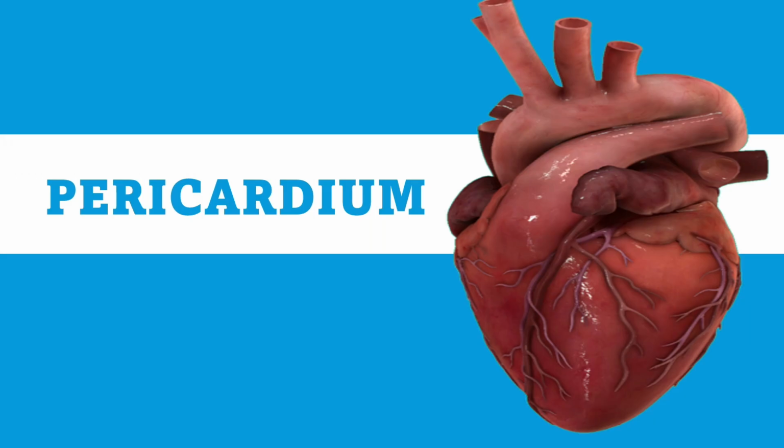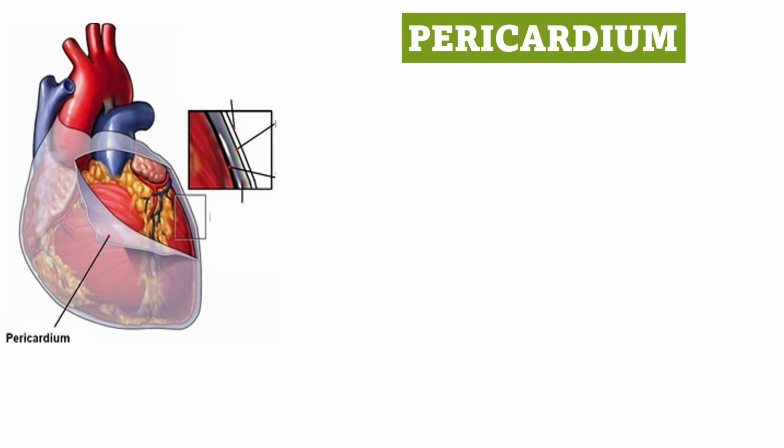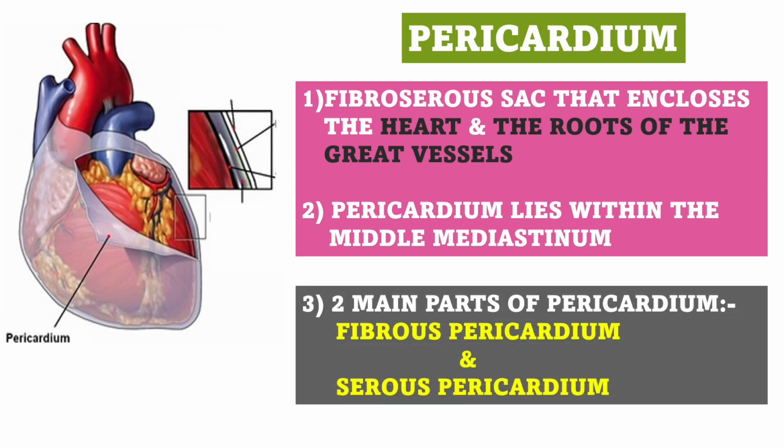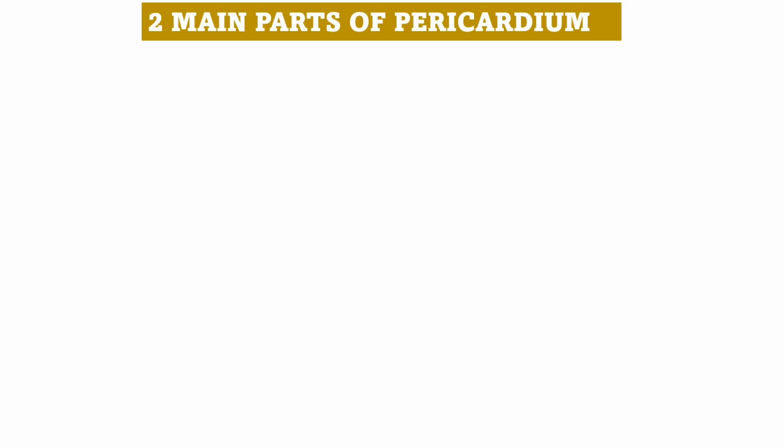Pericardium. Now we will see in a little detail what the pericardium is, how it helps the heart and what the functions of the pericardium are. Peri means around and cardium means heart. So the membrane that surrounds the heart is called the pericardium. It is a fibroserous sac that covers the heart and the roots of the great vessels. The pericardium has two layers, that is the fibrous pericardium and the serous pericardium. Now let us see in detail the layers of the pericardium.